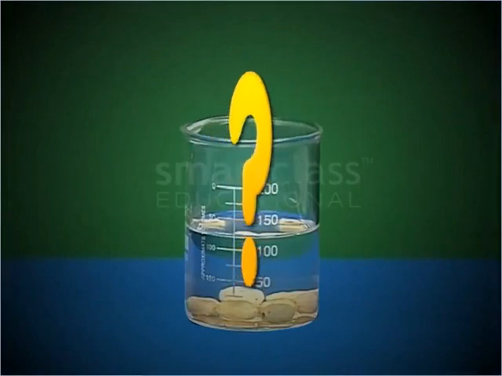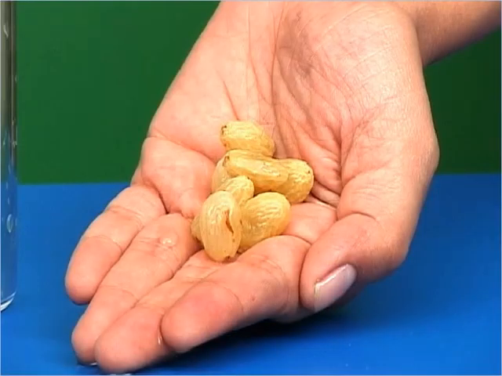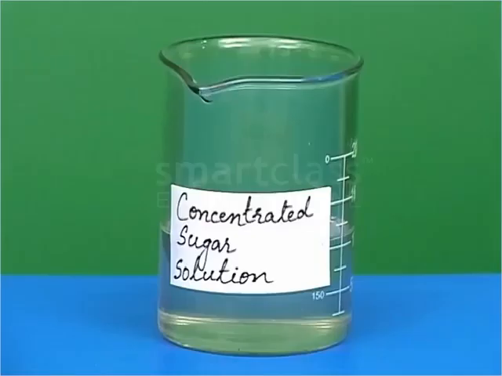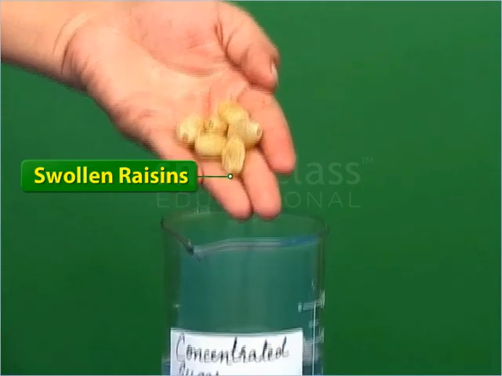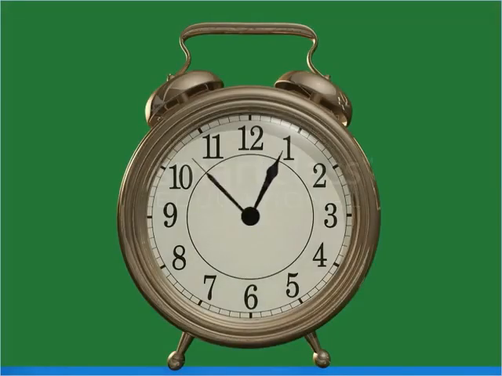What do you observe? Hey, all the raisins in the water have swollen. Their size and volume has increased. They look much bigger than they originally were. Now, to understand the process better, let us do another small activity. Take another beaker filled with concentrated sugar solution. Now add the swollen raisins in it and leave the beaker undisturbed for about 4 to 5 hours.